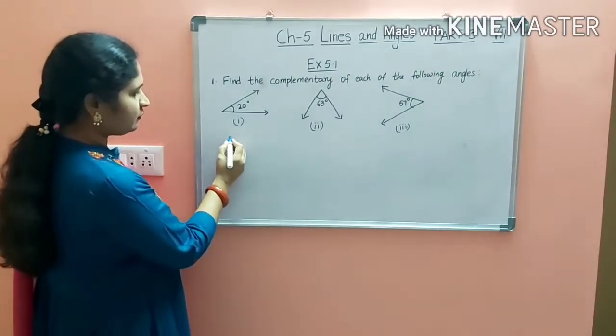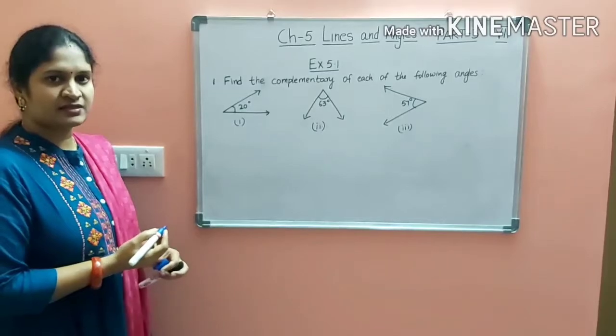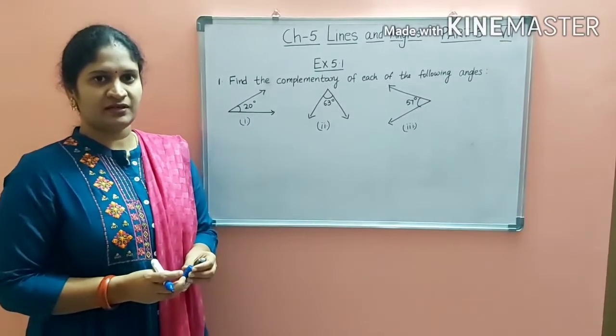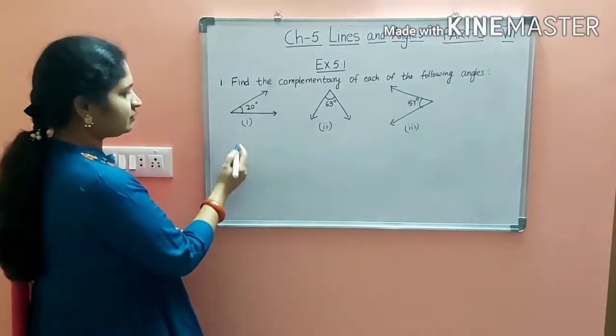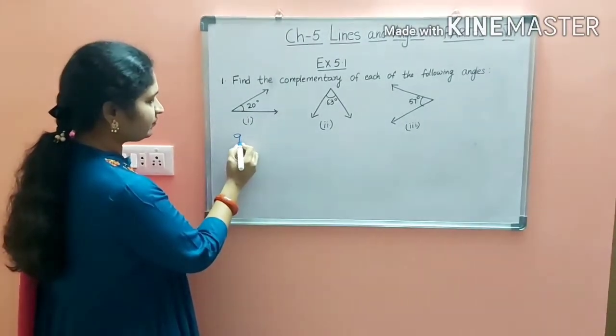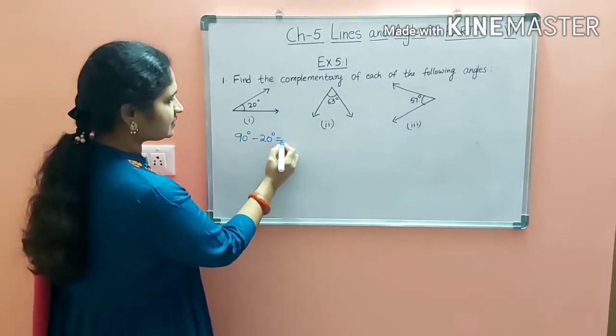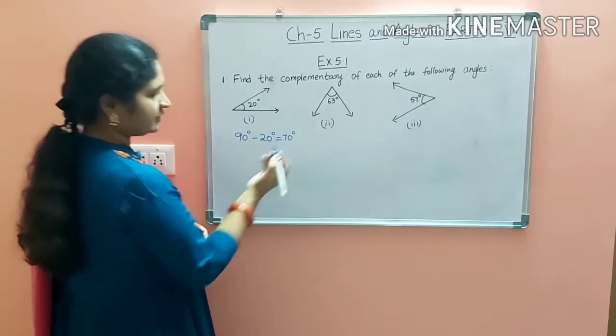Complementary angle, how will you find out? Sum of the two angles is equal to 90 degrees. The two angles we are calling as complementary angles. So complementary of 20 degrees will become 90 degrees minus 20 degrees, which is equal to 70 degrees.